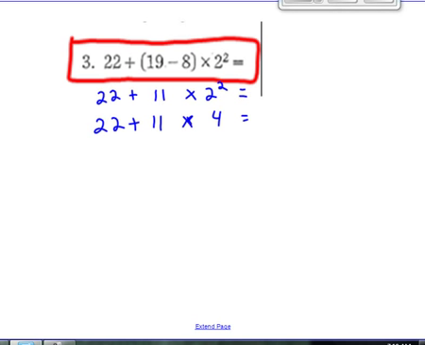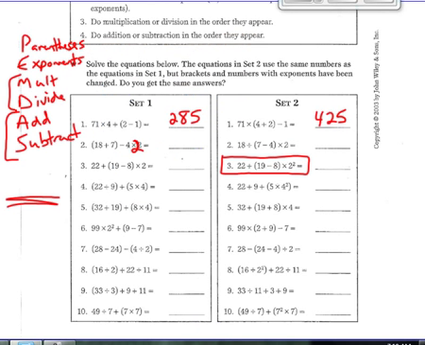Then multiplying and dividing from left to right. I've got 22 plus, those don't have any multiplying in them, but I do have multiplying right here. 11 times 4 is 44. Now I've got adding and subtracting. Add those two together, gives me a 66. So go through and do these problems. The order of operations brings us to a direct way for all of us to walk through the problems in the exact same way.